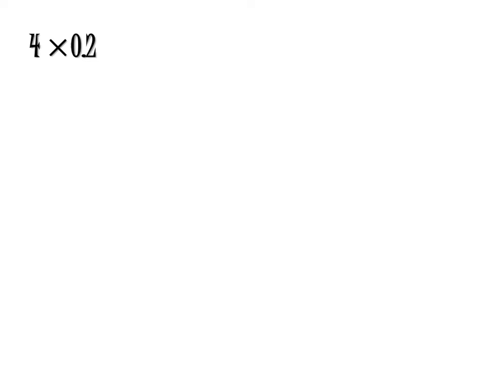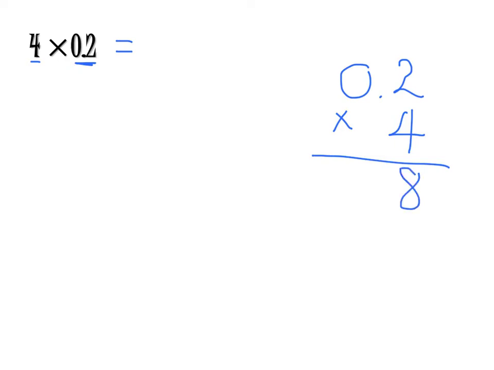Now another way of looking at that same question is 4 times 0.2. 0.2, as you know, is the same as 2/10. So let's work this out. Just like multiplying whole numbers, we write down the number first. So 0.2 times 4. I will start with the lowest place first, in this case the 10th place. I will take 4 times 2, that will give me 8. Now 4 times 0 is 0.